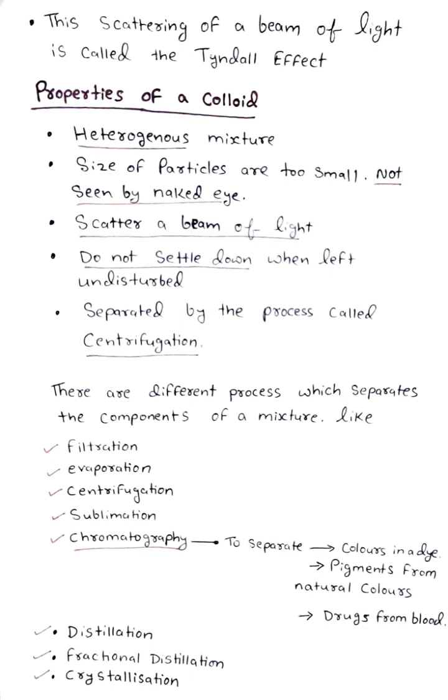There are different processes which separate the components of a mixture. What are the components of a mixture? That is solute and solvent. There are different processes like filtration, evaporation, centrifugation, sublimation, chromatography. What is chromatography? It is used to separate colors in a dye, pigments from natural colors, drugs from the blood. Next are distillation, fractional distillation, crystallization.